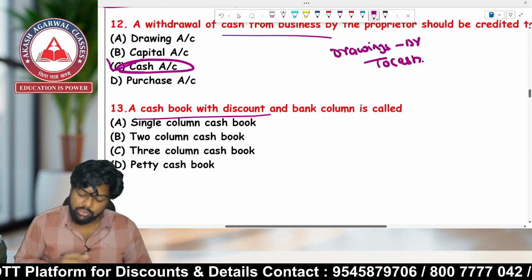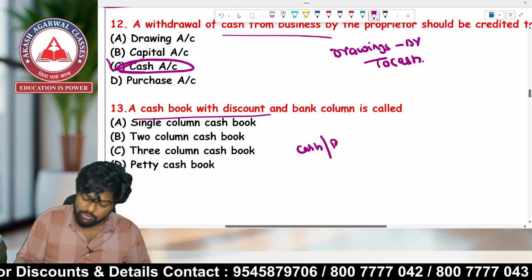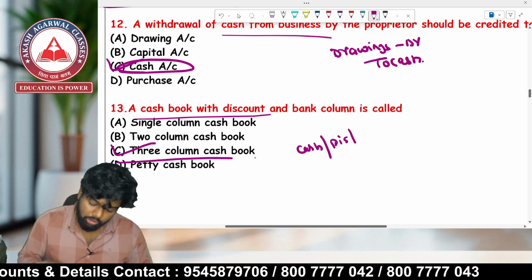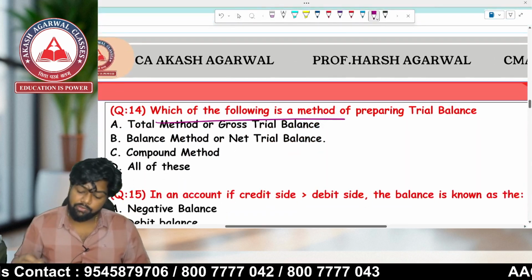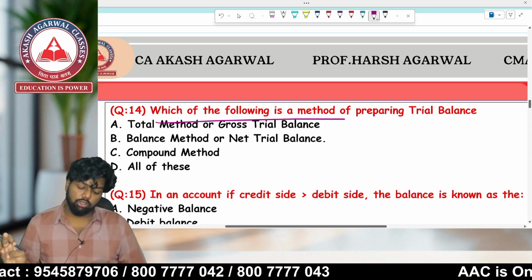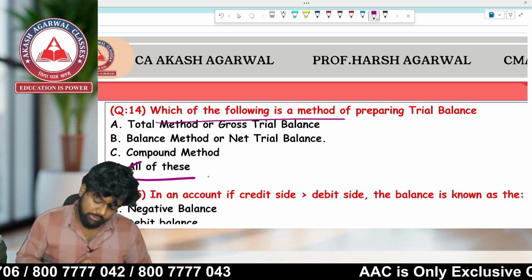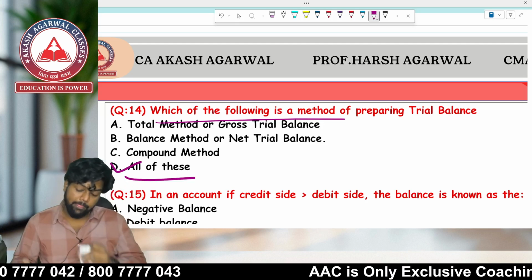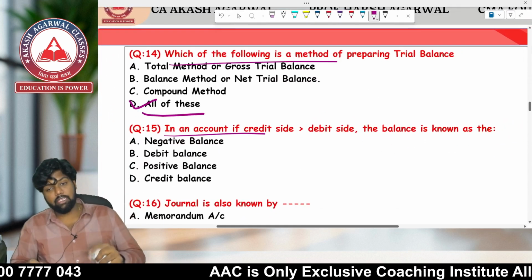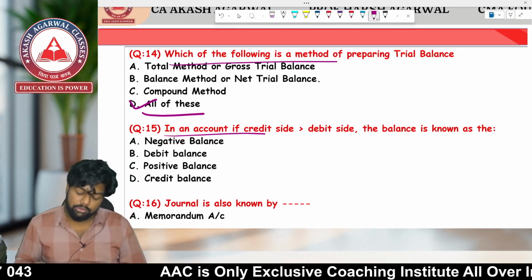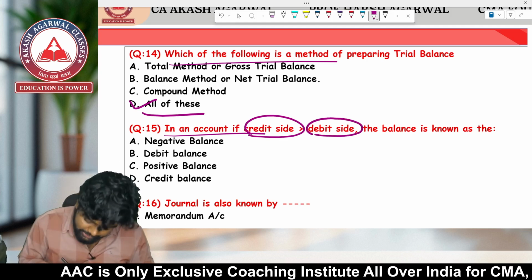to cash. So it should be credited to the cash account. A cash book with discount and bank column: the cash column will be mandatory, plus the discount column plus the bank column, a 3-column cash book. Which of the following is a method of trial balance? Total or gross, balance or compound, balance or net or compound? All of these. If the credit side is greater and the debit side is less, it is known as a credit balance.